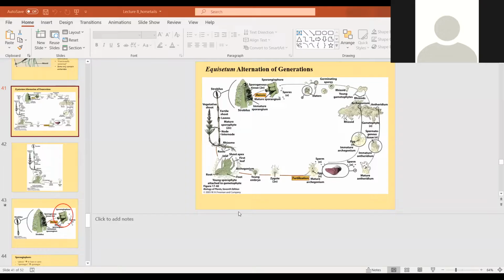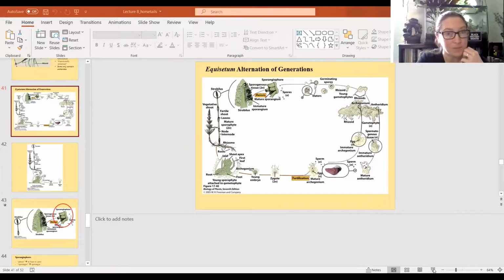All right, let me pull this up. Hold on. Yeah, it's kind of like horsetails. Why do you have to be difficult? Why does it have to be a whole new thing with the sporangiophore? It's kind of silly, but okay, hopefully you can see this.